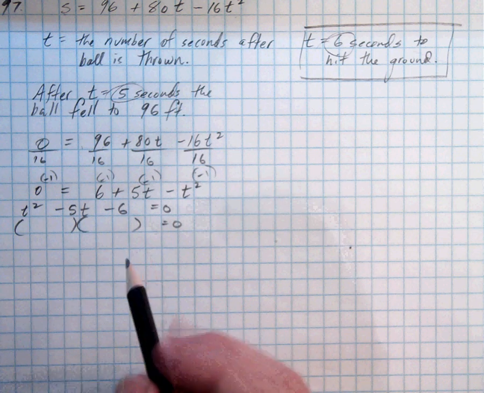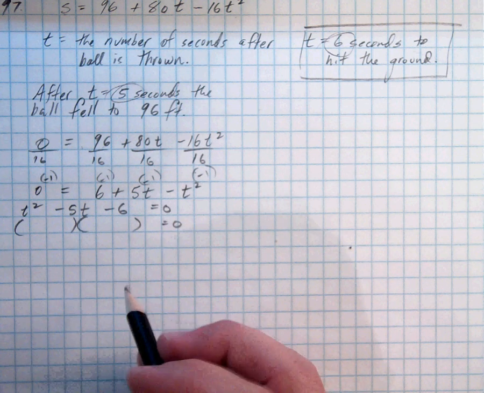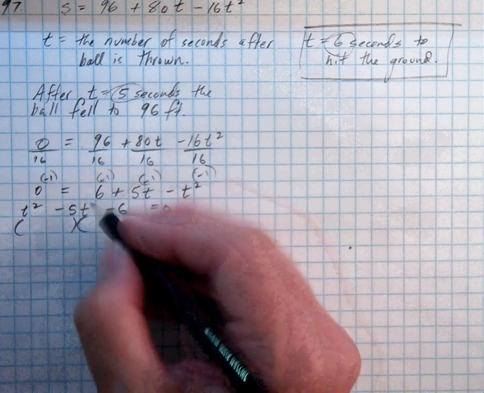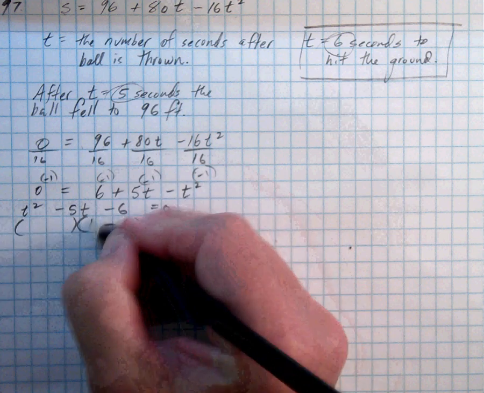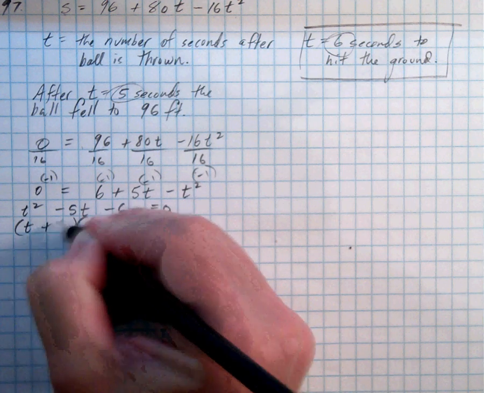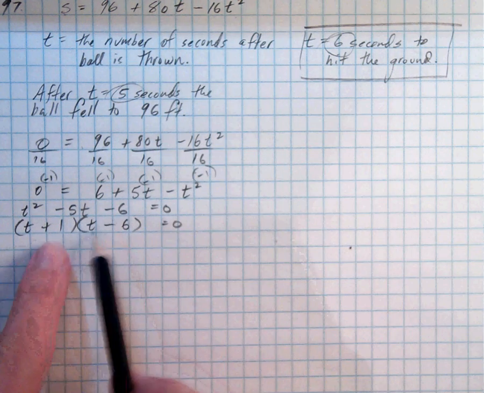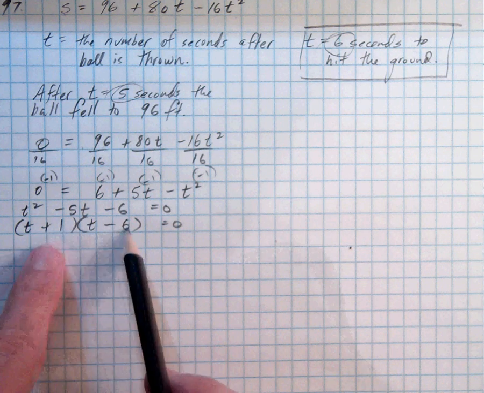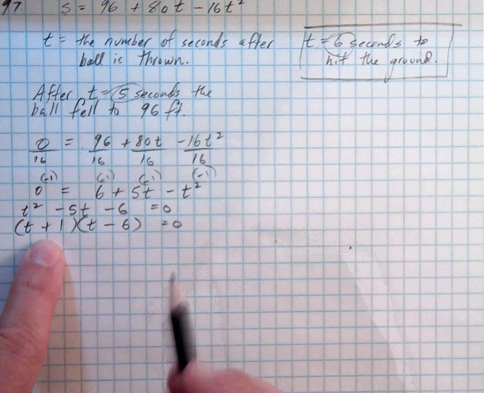Well, I guess -6 and 1, right? -6 and 1 should work. So when I multiply -6 to 1, I get -6, but when I add -6 to 1, I get -5.